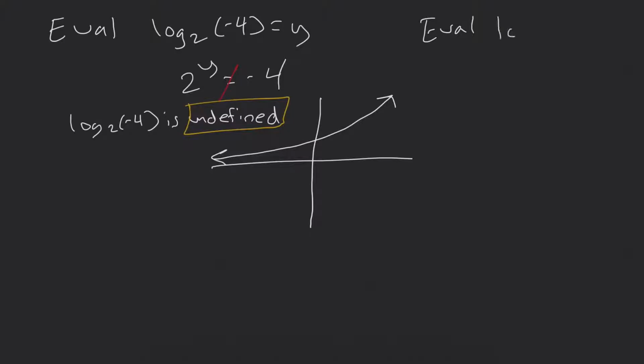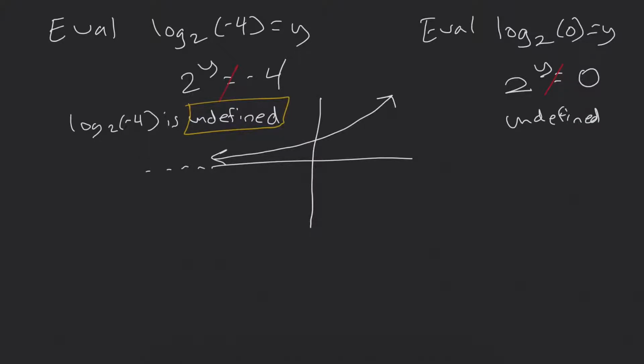Let's do one more. Let's say evaluate log base 2 of 0. I'll do it the same way. I'll set it equal to y, so 2 to the y is equal to 0. And again, if you look at our graph of our exponential here, we have that asymptote at 0, but it never crosses it. It never gets to 0. So this is another one that's going to give us undefined here.